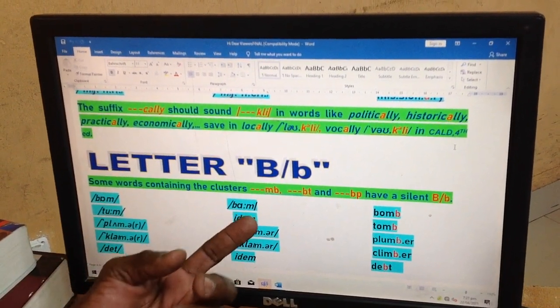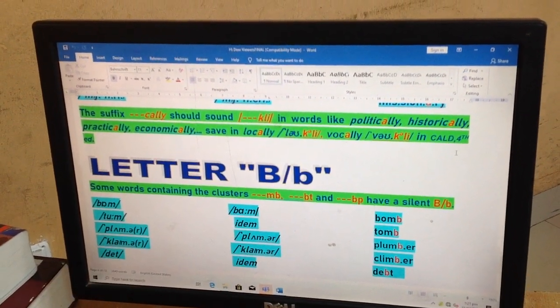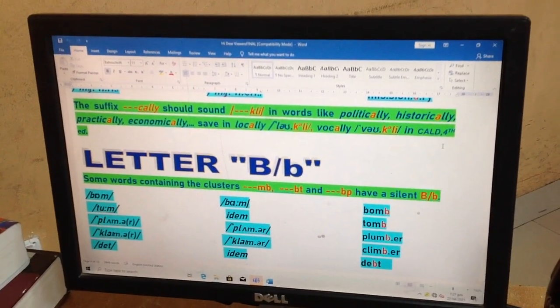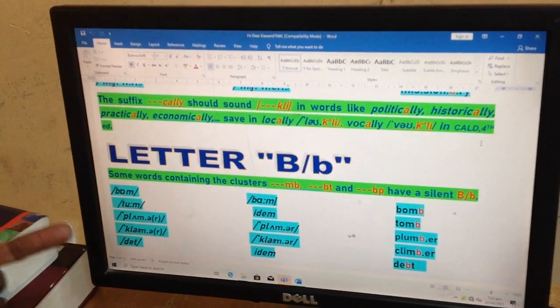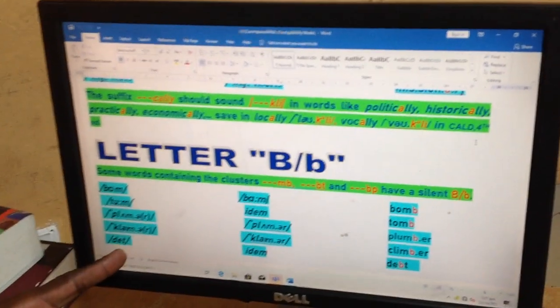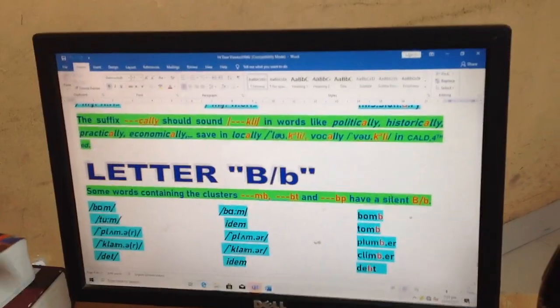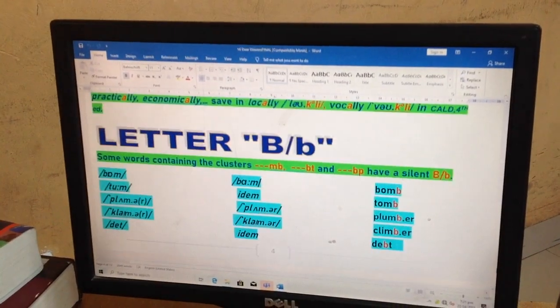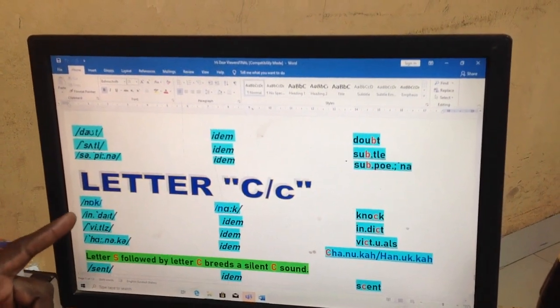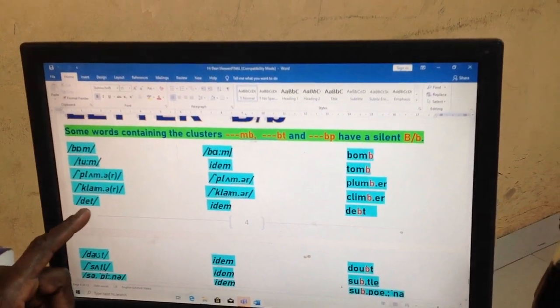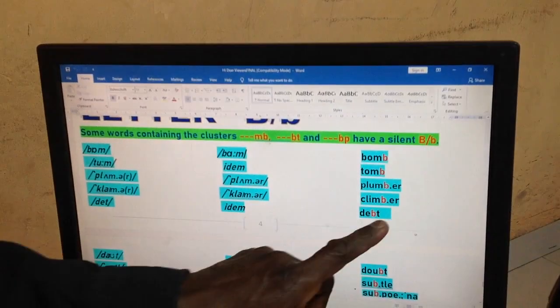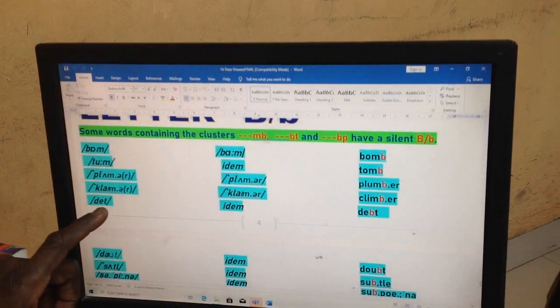Tomb is the same information. Plumber, the person fixing pipes in our home, is not a plumber with the B sound. B is silent because it's preceded by M, and so on. When you are going up a tree, you are climbing, not climbing with the B sound. And when you owe me some money, or I owe you some money, that's I have your debt. But we write the B, we don't pronounce it.